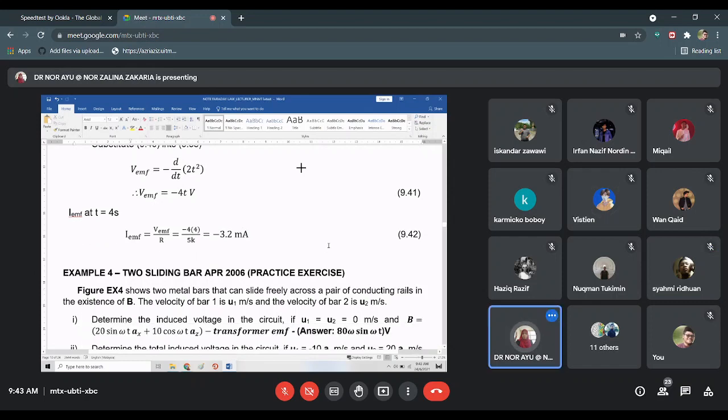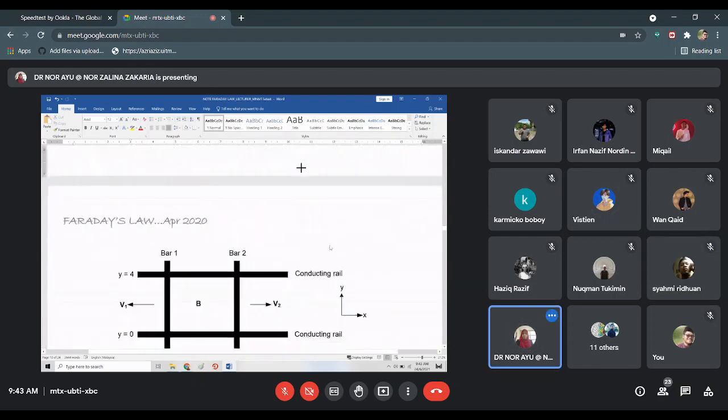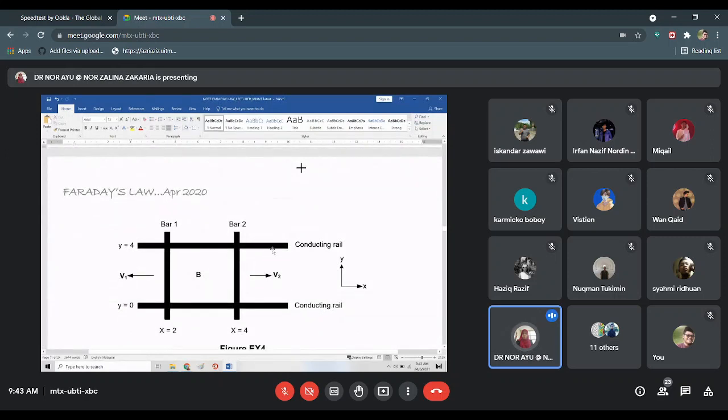Alright, so this is the next one. Which figure? Okay, we have this figure. We have two sliding bars, and this is the conducting rail. Of course, this sliding bar is the one that will cut your magnetic field.